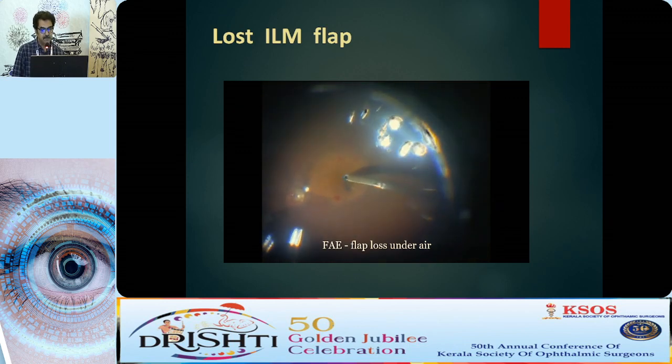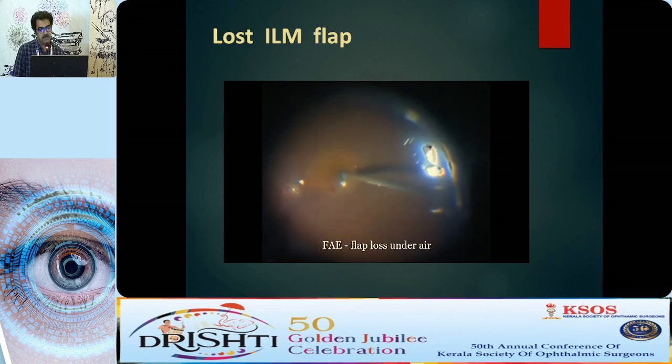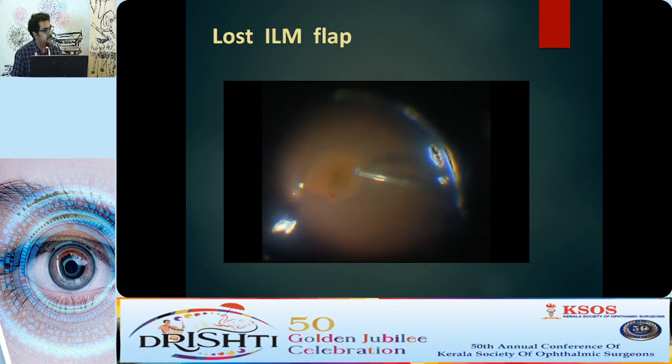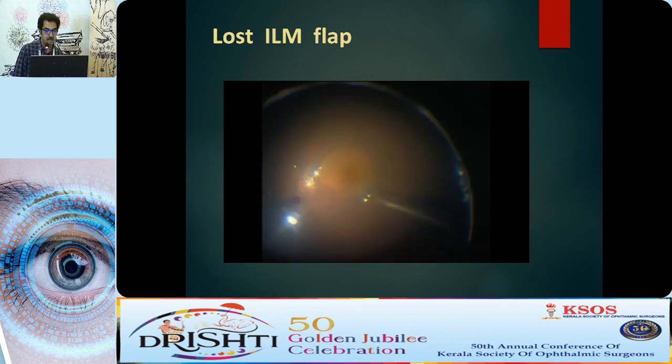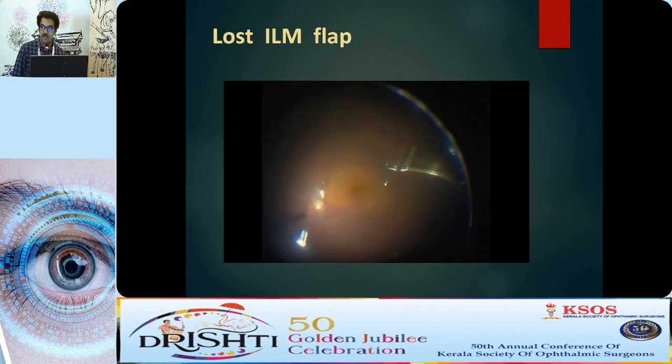So unfortunately, with the flute only I tried. So I'm tucking it in, I'm tucking it in, I'm still not satisfied. Then what happens is this flap just comes off from the center, you can see. See, flap is gone. Now what I will do is, under air also, now you cannot remove the air, but under the air I want to do the same thing. Okay. So again, I do the same thing.